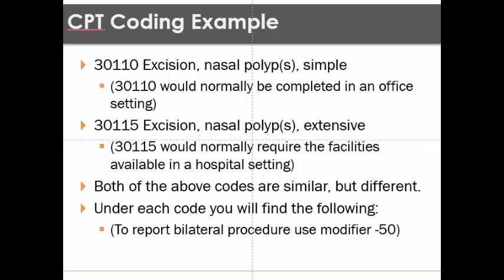30110, excision, nasal polyp or polyps, simple, would normally be completed in an office setting, and this is noted in your CPT book. 30115 is excision of nasal polyp or polyps, extensive, which would normally require the facilities available in a hospital setting. Both of the above codes are similar, but they are different. Under each code, you will also find the following description where it says, to report bilateral procedure, use modifier 50.